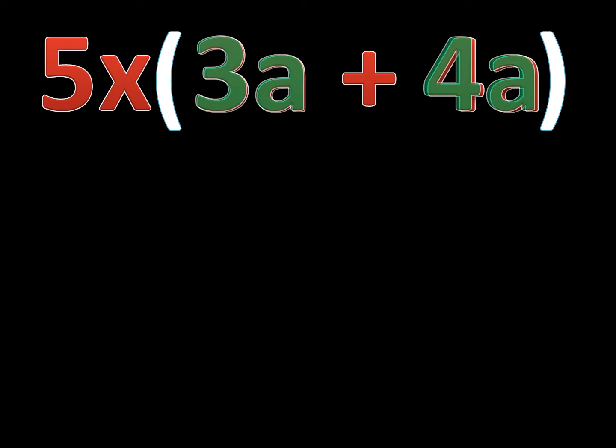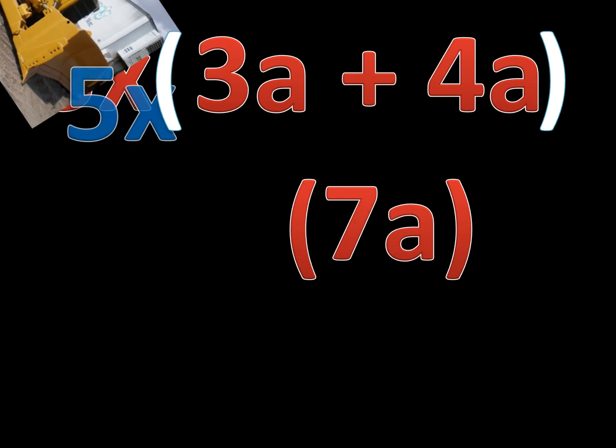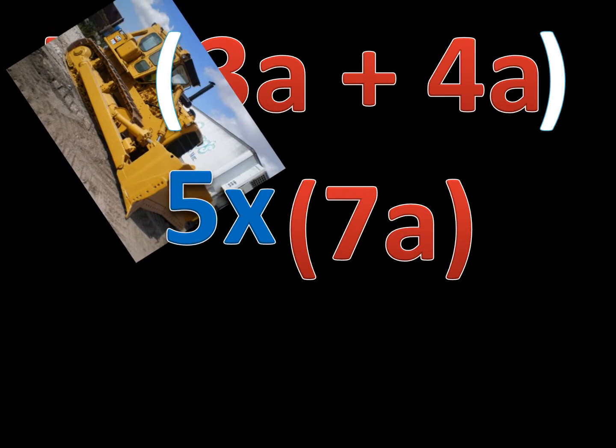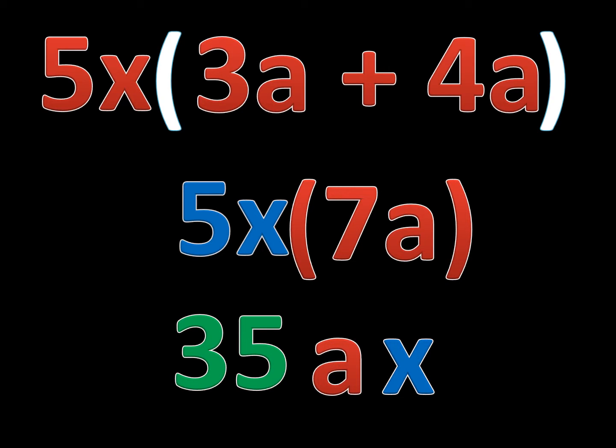You add 3a plus 4a and get 7a. Then bring the 5x down. Finally, multiply 5 times 7, which is 35. Now you can't actually multiply the unknown x times the unknown a, so you just write the x and a down next to the 35, indicating that you will multiply when or if you find out what numbers x and a stand for.